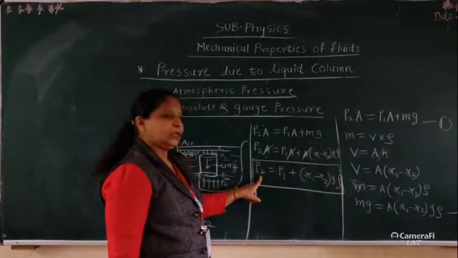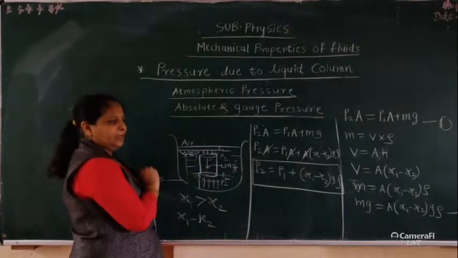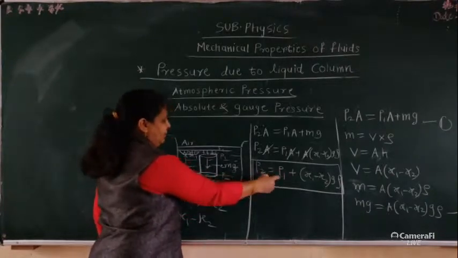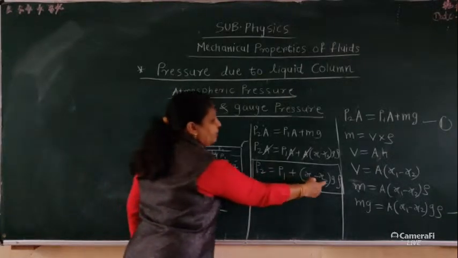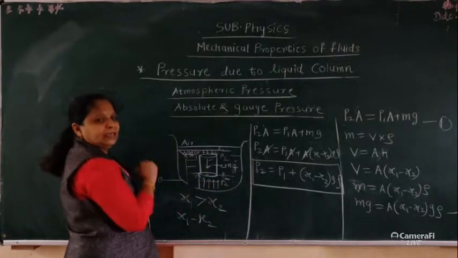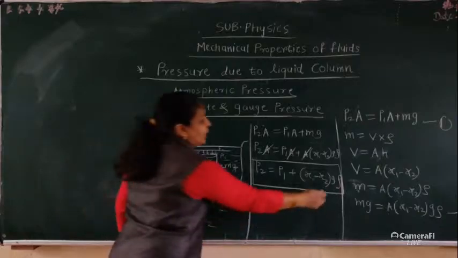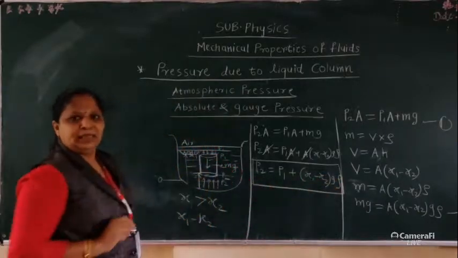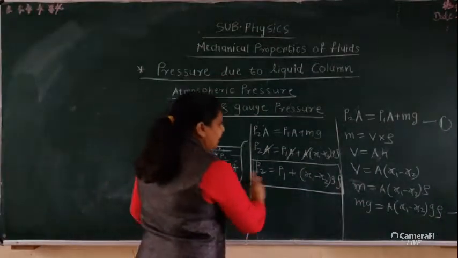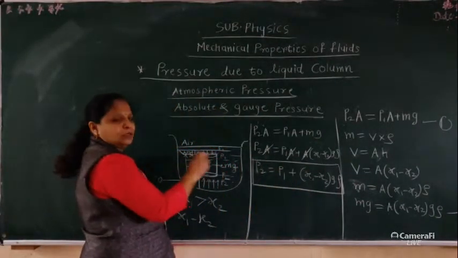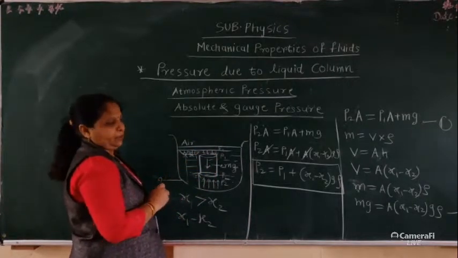So P2 means pressure which exerts on the bottom surface of the cylinder. P1 means it is the pressure at the top surface. x1 minus x2 means height of the liquid column. G means acceleration due to gravity. And rho means density of the liquid. तर हे इक्वेशन आपल्याला लागणार आहे आणि ह्या इक्वेशन नुसार तुम्ही ऍटमॉस्फेरिक प्रेशर काढू शकता किंवा प्रेशर इनसाइड दी लिक्विड काढू शकता. ठीक आहे.